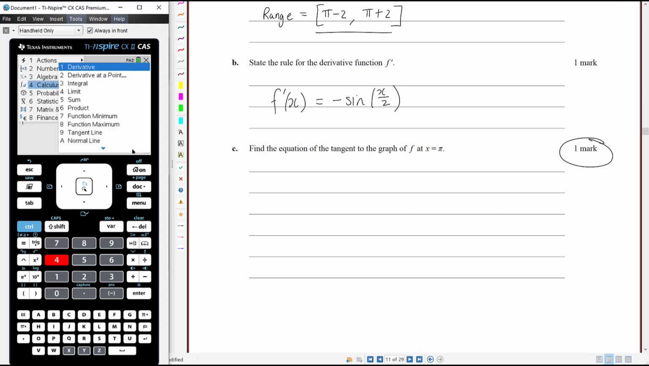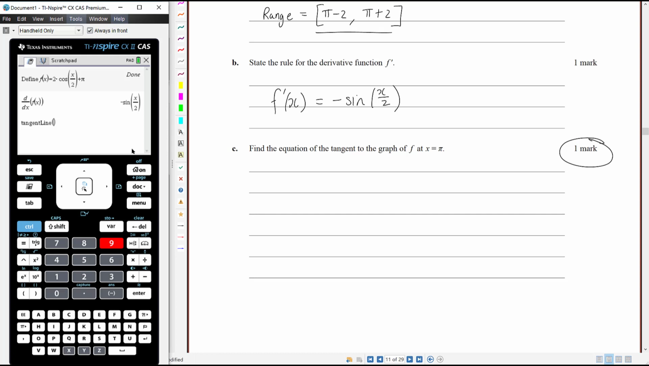So menu 4 for calculus, 9 for tangent line. We want the tangent to f of x, comma, when x is equal to pi.